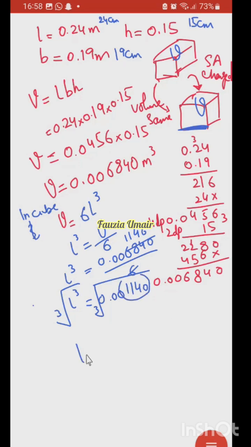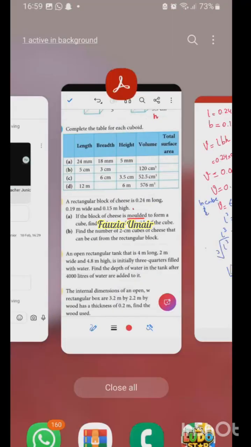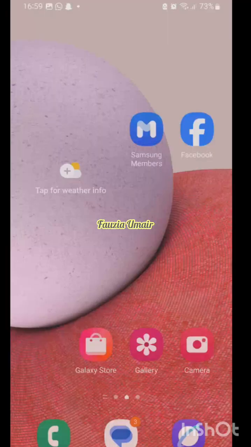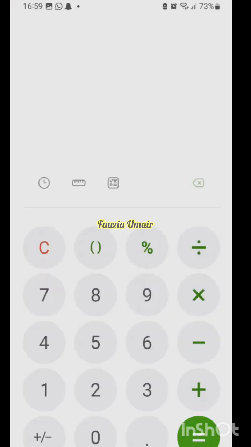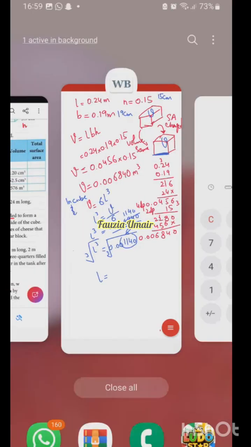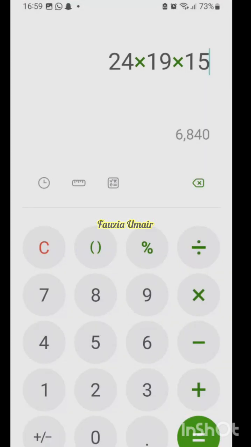Okay, what is the cube root of this, 0.01140? Are you having a calculator, Abrish? Yes, in my mobile phone there is. All right. Can you find the cube root? Okay. 24 into 19 into 15, so this is the answer, 6840.